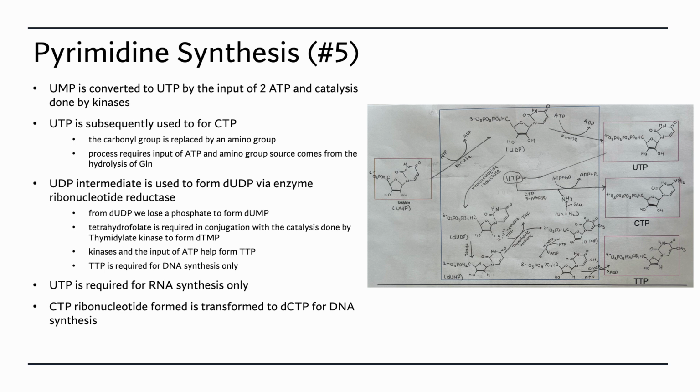Tetrahydrofolate is then required in conjunction with the catalysis done by thymidylate synthase to form dTMP. And then, again, with the help of kinases and the input of ATP, we can finally form TTP. Note, TTP is required only for DNA synthesis. And again, similar to before, the CTP ribonucleotide is transformed into dCTP for DNA synthesis through similar pathways mentioned.